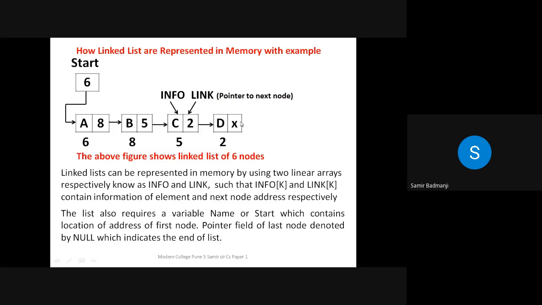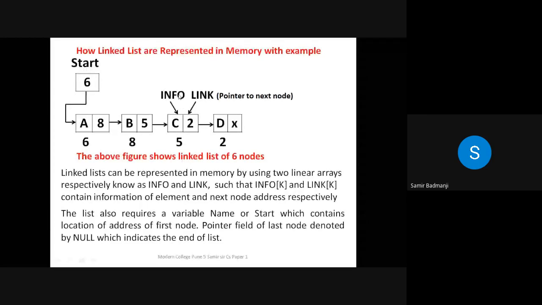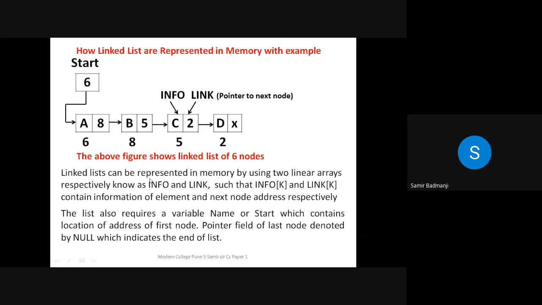linked list, and this is the null pointer, and this is the start. Info, link. Info contains the data or information. Link contains the address of the next node. So again here you can just write the same thing. Linked list can be represented in memory by using 2 linear arrays.